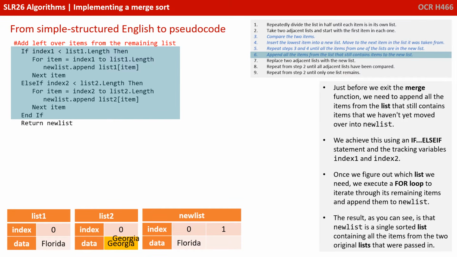Just before we exit the merge function, we need to append all the items from the list that still contains items that we haven't yet moved over into new list. We achieve this using an if-else-if statement and the tracking variables index 1 and index 2. Once we figure out which list we need, we execute a for loop to iterate through its remaining items and append them to new list. The result, as you can see, is that the new list is a single sorted list containing all the items from the two original lists that were passed into the merge function.